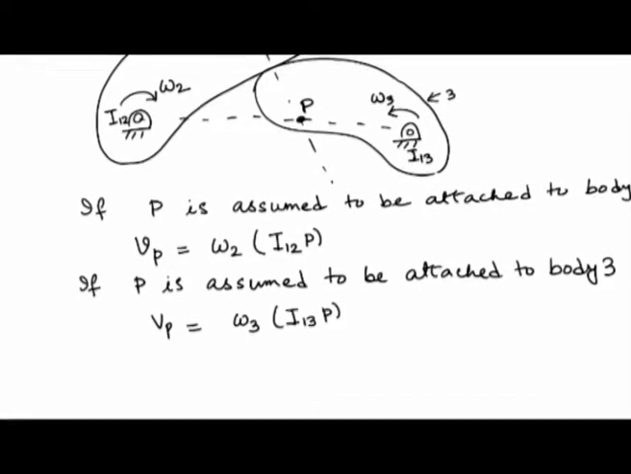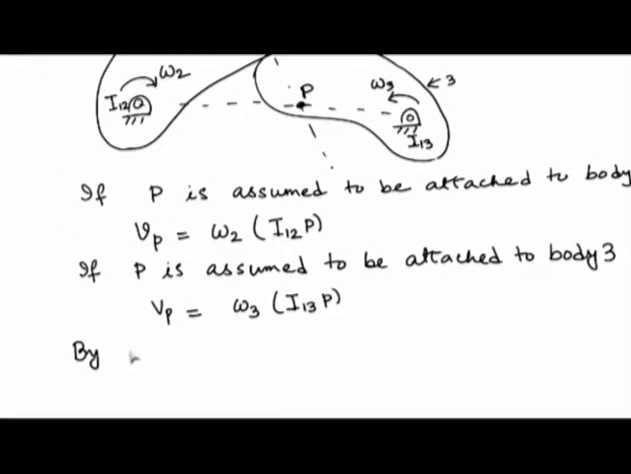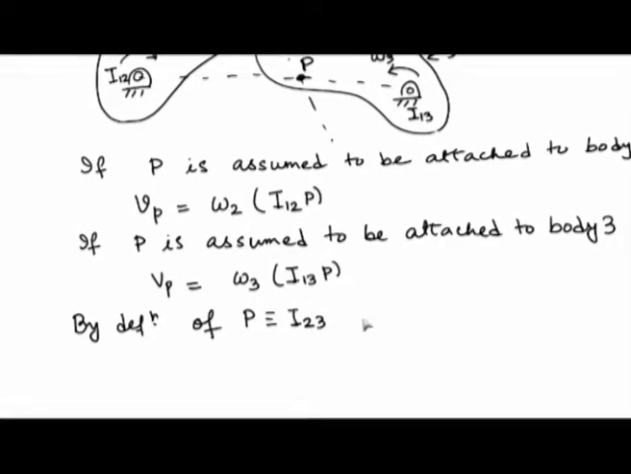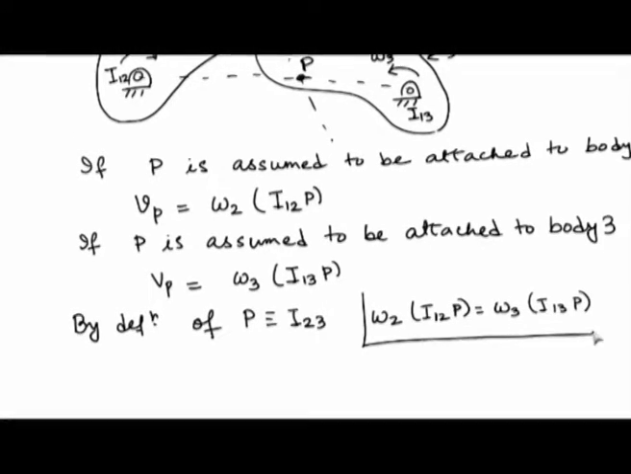But now by definition of P being the instantaneous center between bodies 2 and 3, these two velocities which we have calculated, so omega 2 I12P, has to be equal to omega 3 I13P, okay. So this is a very important qualification which characterizes the instantaneous center between two bodies in relative motion.